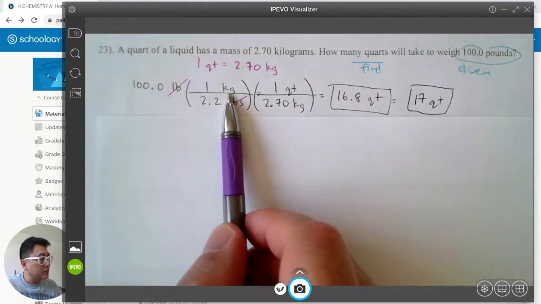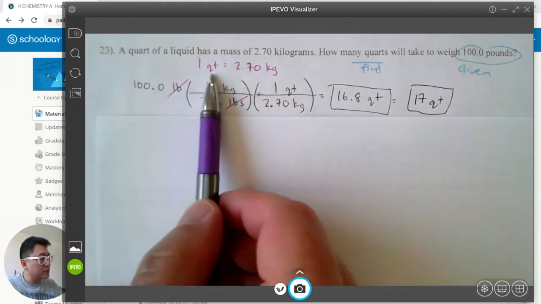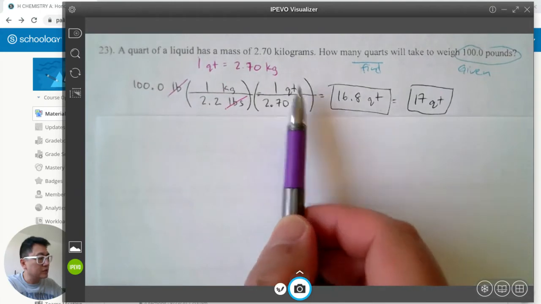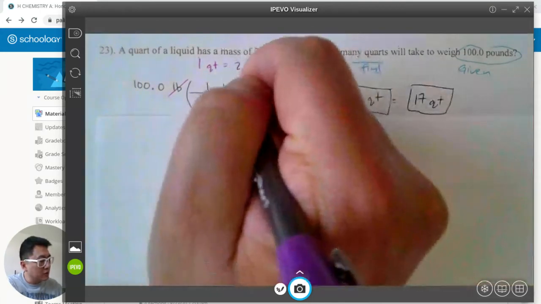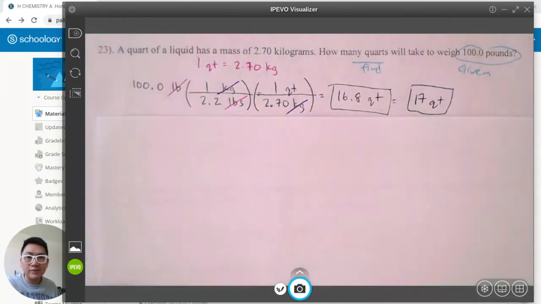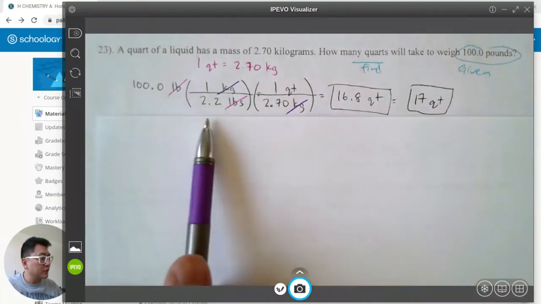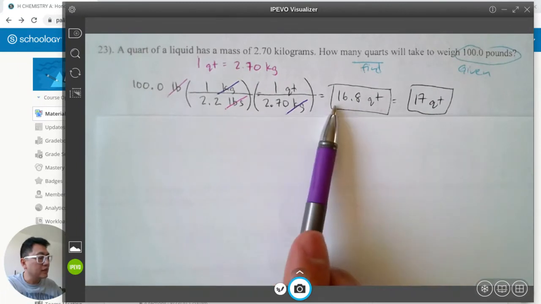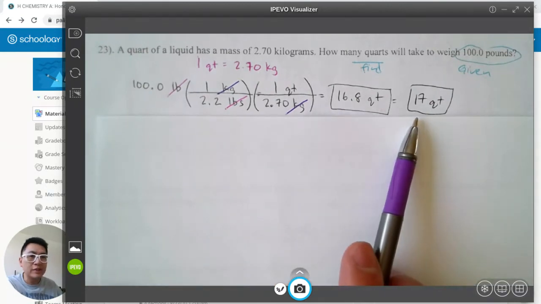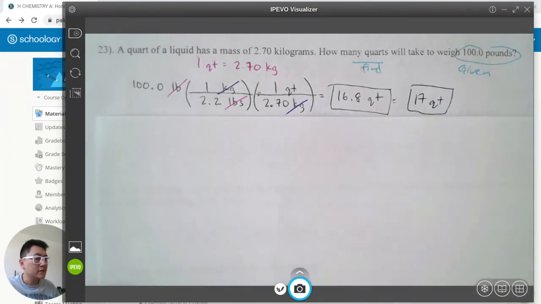Now I have kilograms. I also know 2.7 kilograms is a quart. So the units kilograms and kilograms cancel. So I just have the units of quarts. 100 divided by 2.2 and 2.7 is 16.8. So if you want to be technical about 2 sig figs, 17 quarts is the answer.